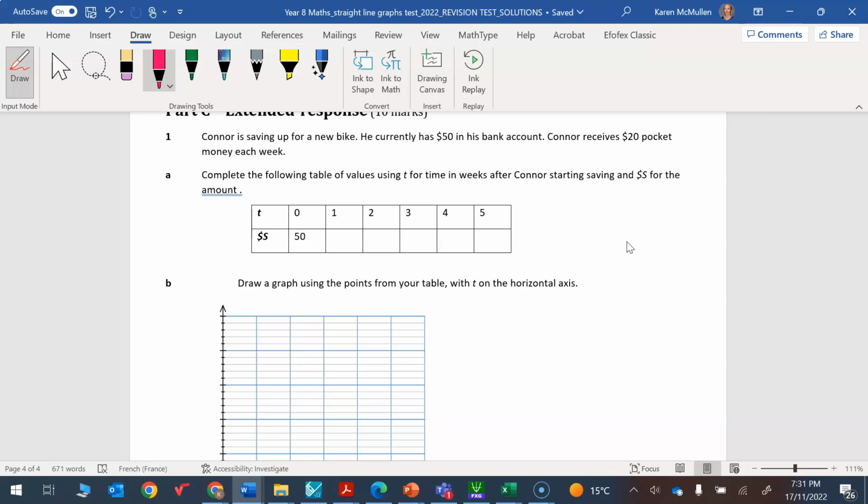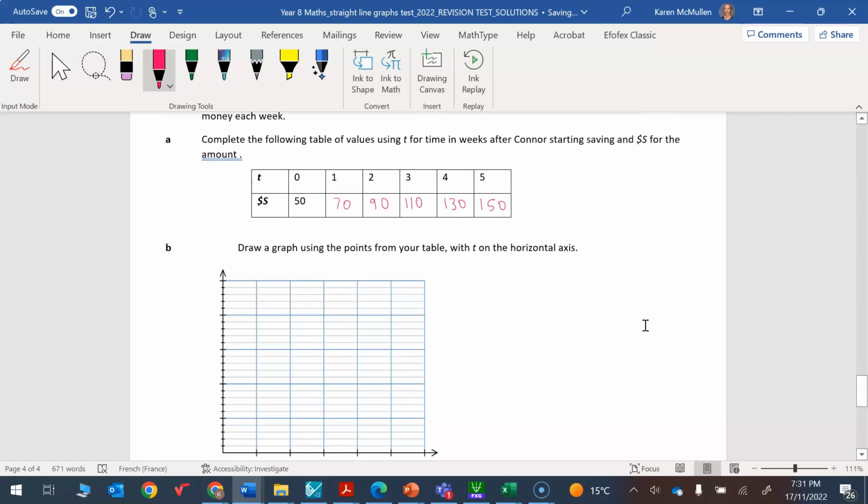All right, so he's starting off with $50. So you can see at 0 weeks, he's got $50. So after 1 week, he's now got $70, $90, $110, $130, $150.